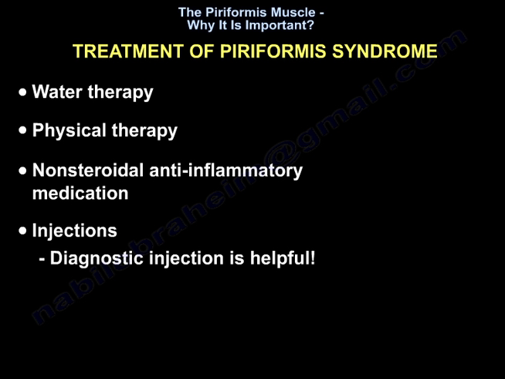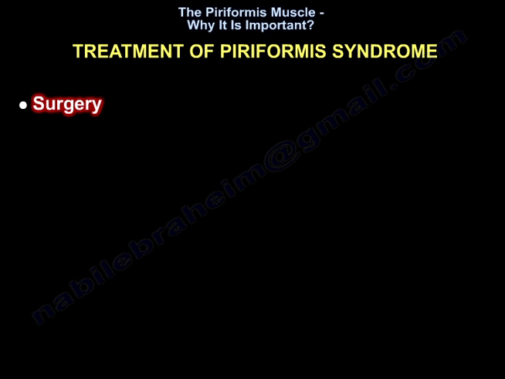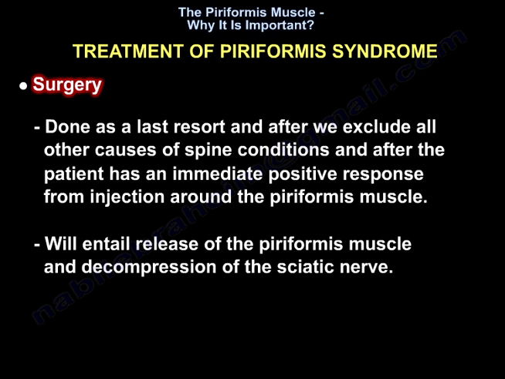Treatment of piriformis syndrome: water therapy, physiotherapy, non-steroidal anti-inflammatory medication, injections. Diagnostic injection is helpful. Surgery is the last resort. Surgery is done at the last resort and after we exclude all other causes of spine conditions and after the patient has an immediate positive response from injection around the piriformis muscle. Surgery will entail release of the piriformis muscle and decompression of the sciatic nerve.